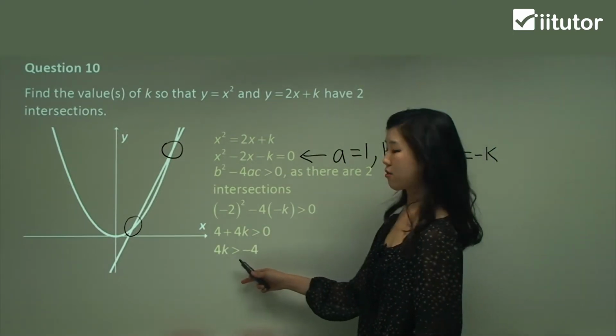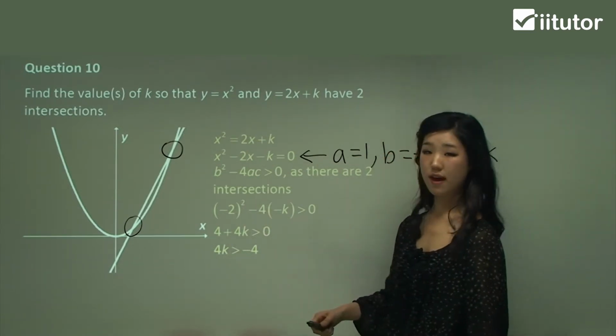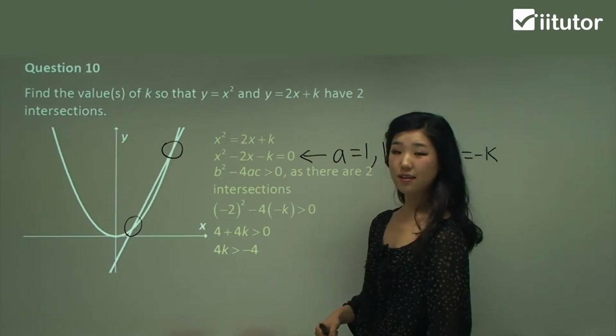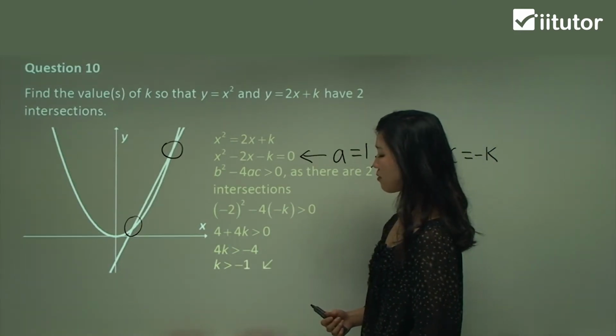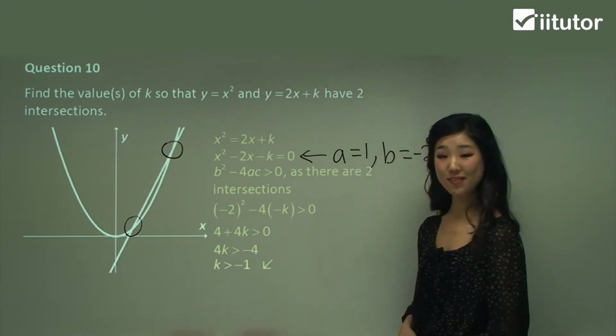Now 4k is greater than negative 4. Okay, just moving 4 over to the other side. So I've got negative 4. Now solve for k, divide both sides by 4. k should be greater than negative 1. And that's the solution. That's the answer for k.